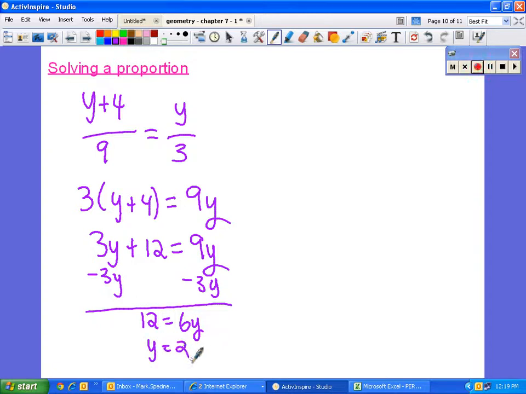Now if you want to check your answer, plug in 2 for y, see if your proportion makes sense. So I have 2 plus 4, which gives me 6, 6 over 9. y is 2. I get 2 over 3. Is that a true statement? Does 6 over 9 equal 2 over 3? Yes, it does. One is just a simplified version of the other one.